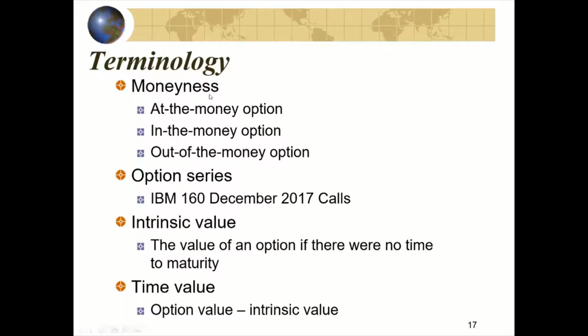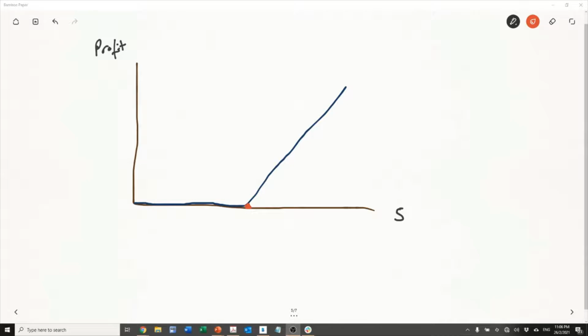Now, if the option is at the money, it means that the strike price is equal to the stock price today. When an option is said to be at the money, the strike price is equal to the spot price. So it's a situation where K, the strike price, is equal to the underlying stock price, which means that the payoff of this option is going to be 0.